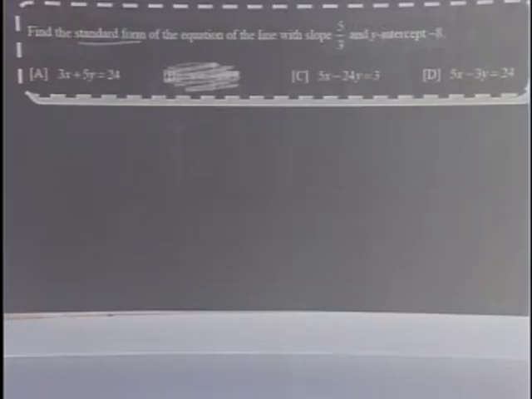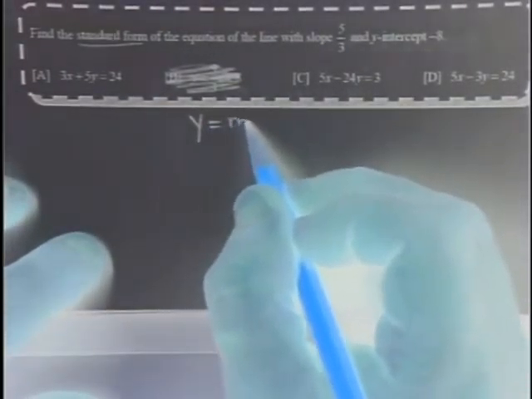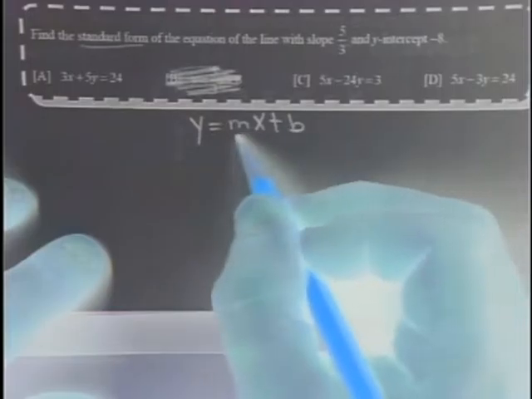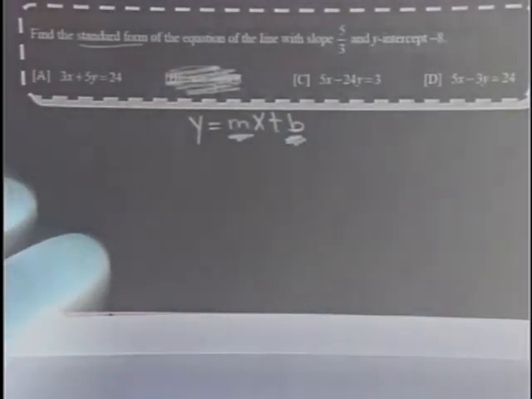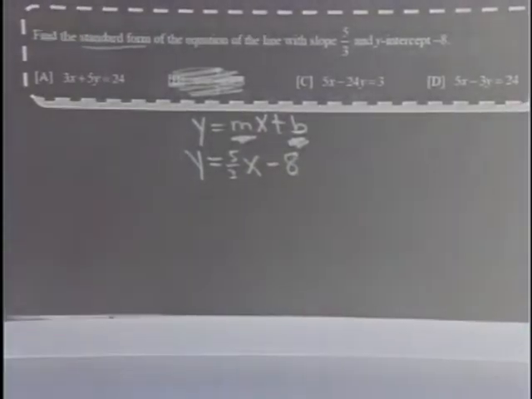Okay, find the standard form of the equation with the slope 5/3 and y-intercept -8. How do you think I'm going to start my equation? Y equals. Even though my answer is not supposed to be in y equals mx plus b, I have to start with it because I have an m and I have a b. So what's my m? 5/3. And my b? Minus 8. All right, so I've started, and this is the same as answer B, but we're in the wrong form.